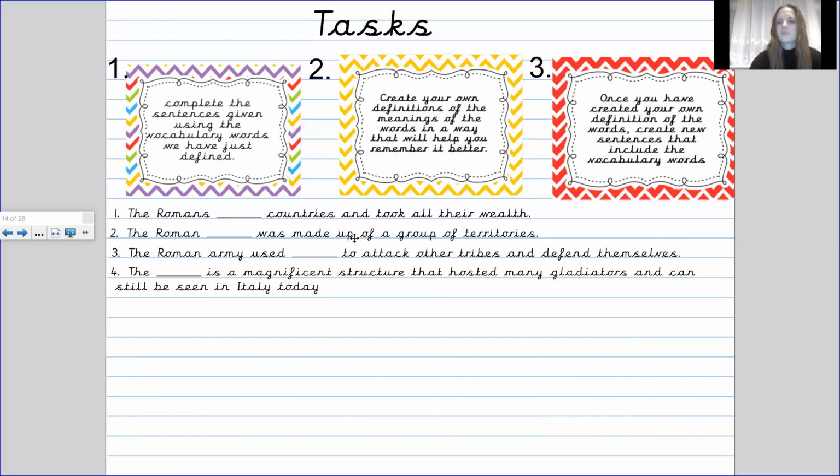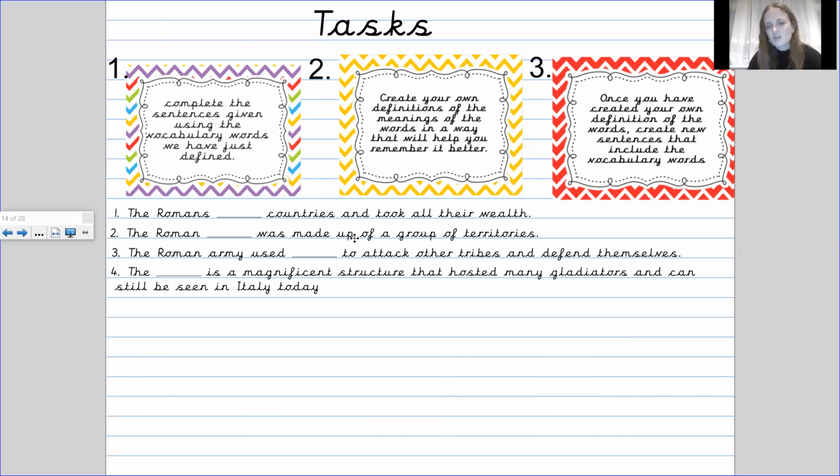Once you have finished that, move on to task 2, which means to create your own definition of the meanings of the words in a way that will help you to remember it better. So I've gone through the definitions of the words for myself and for you to listen and learn what they meant. So I would like you to go back and come together with a definition in your own words so you have a good understanding of what each one of those words means.